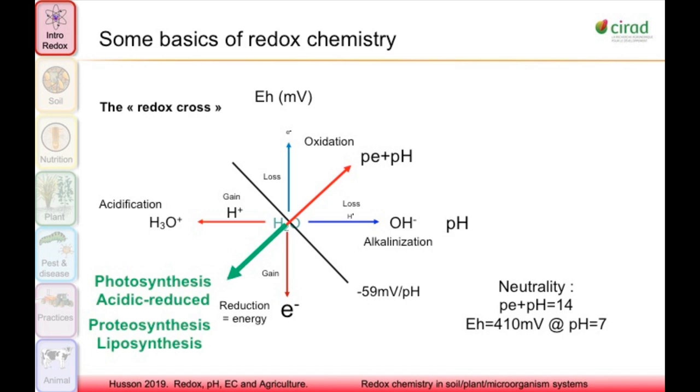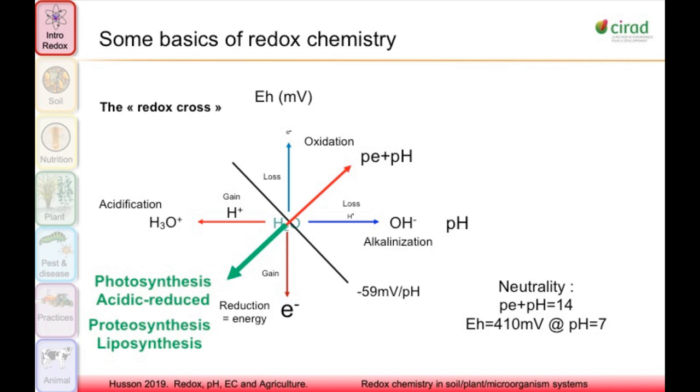We say that water gaining electrons is a reduction, it's accumulation of energy. When you accumulate electrons, you accumulate energy. The opposite, water losing electrons, is oxidation. And that's what we call the redox cross. It's simple. This axis is the redox potential, and we measure difference in voltage. It's in millivolts, usually. And that's it.